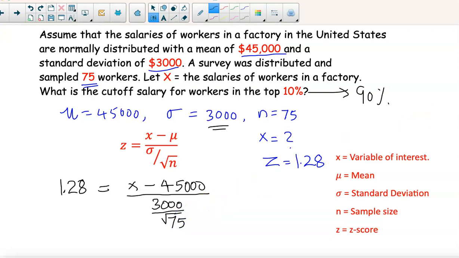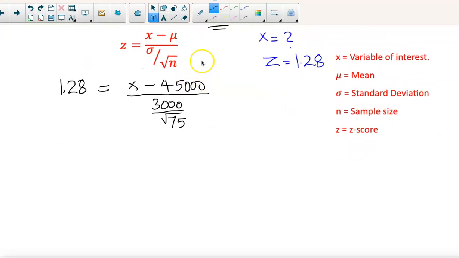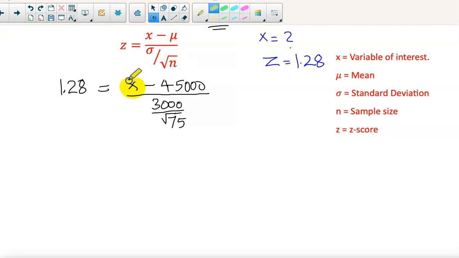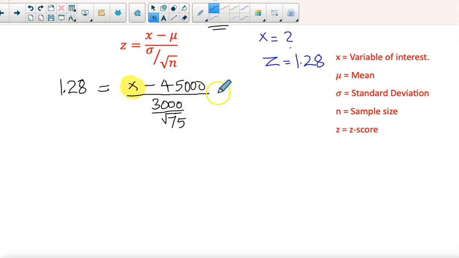Now, this is basic simplification. Once you have these values substituted within this formula, only this x is not known. This is the x. I have to isolate this x from the whole of this equation. So let us do it carefully. What is the first step in this?